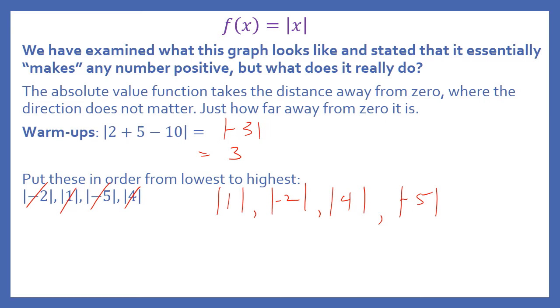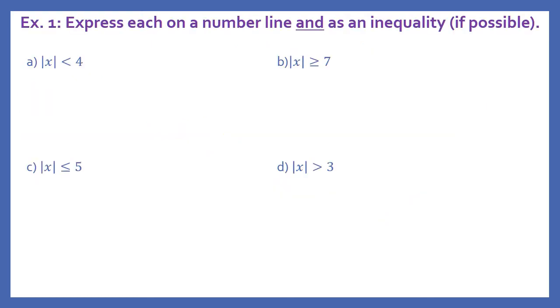Now we're going to do a bunch of things with the absolute value. For our first example, we're going to express each on a number line and as an inequality, if possible. So for A, the absolute value of x is less than 4. What this is asking you is, for what values of x are they less than 4 units away from 0? Let's start with our number line. We should always put 0 in the middle because that's what really matters.